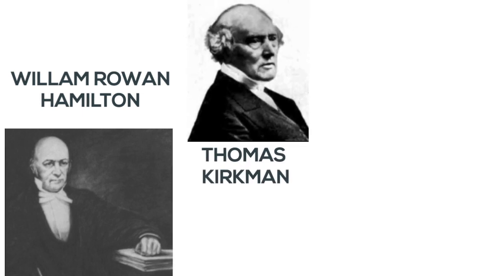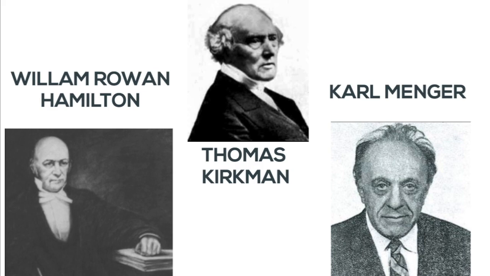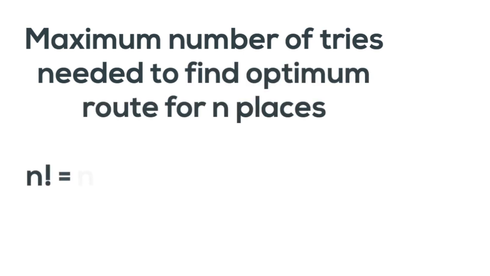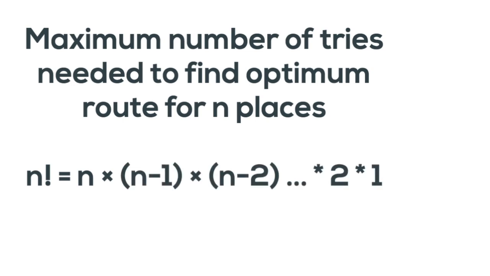1800s. However, it was first studied by Carl Menger, a Harvard professor in the 1930s, who considered a brute force algorithm in which one tries all possible routes and finds the shortest one. The maximum number of tries needed to find the optimum path for n places is known as n factorial, or n times n minus 1 times n minus 2 all the way to times 2 times 1.